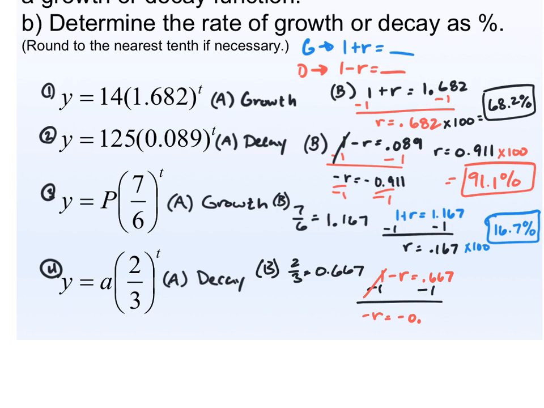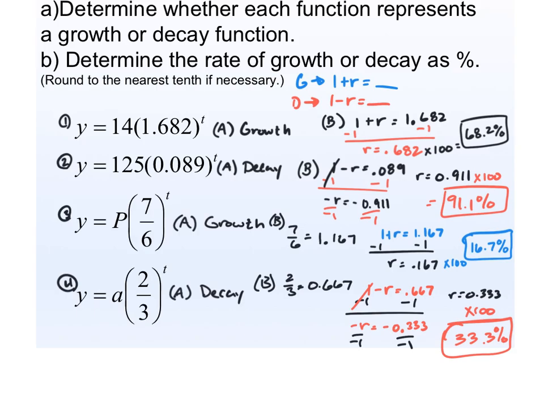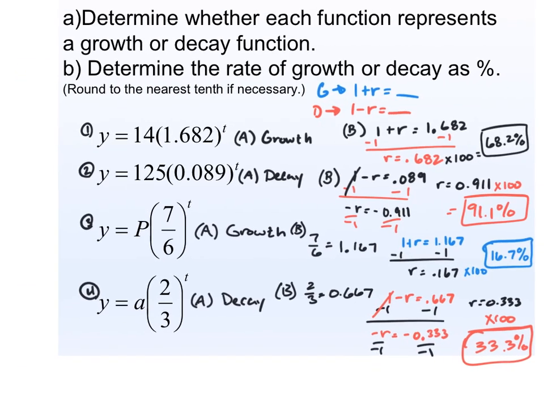So you get negative 0.333. Now, again, you want it to be positive. So you end up with R is equal to 0.333. But you got to multiply that by 100 to get your percentage, which was 33.3%. So you had a decrease of that. All right. So everybody should be good.